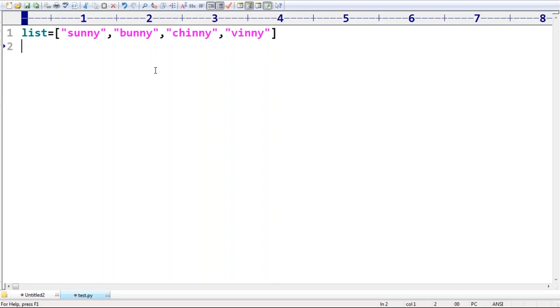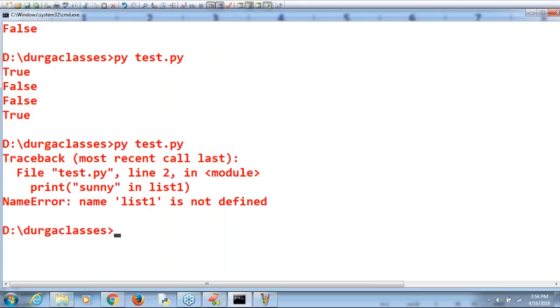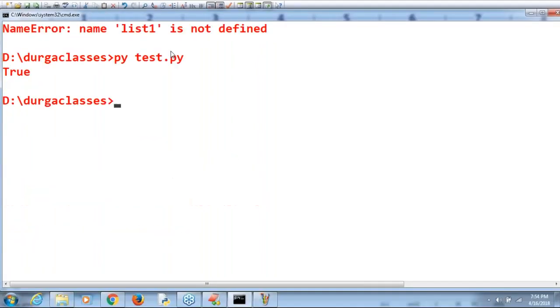Now take very special care. Print: Sunny in list. Is Sunny in the list or not? Can you please check whether Sunny is available in the list or not? It is something like the contains method in Java. Whatever is there, here also the same. Sorry, the name of the list I took is list, not list one. What is the answer? By default, you are going to get True as the answer.